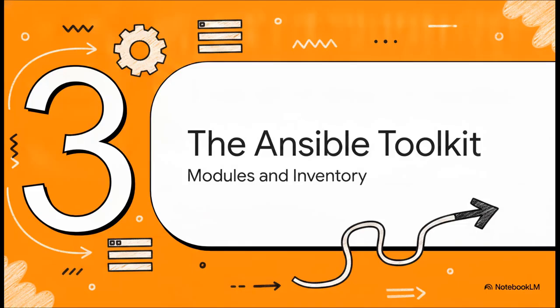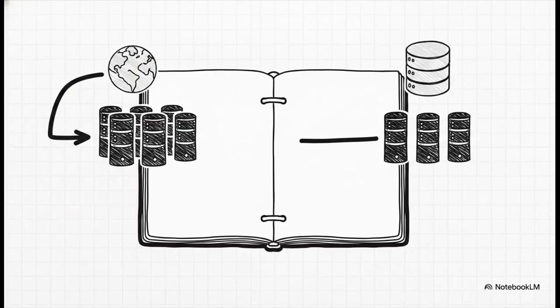Let's dive into Section 3, the Ansible toolkit. We just touched on the inventory, but let's break it down a bit more. Your inventory file, which lives at /etc/ansible/hosts, is basically your ultimate address book. But it doesn't just list a bunch of random IP addresses. It lets you group them logically using handy brackets. So you can put all your web servers under a web bracket and your database servers under a DB bracket. That way, when you want to update just the web servers, you just tell Ansible to target the web group. It keeps things incredibly organized.